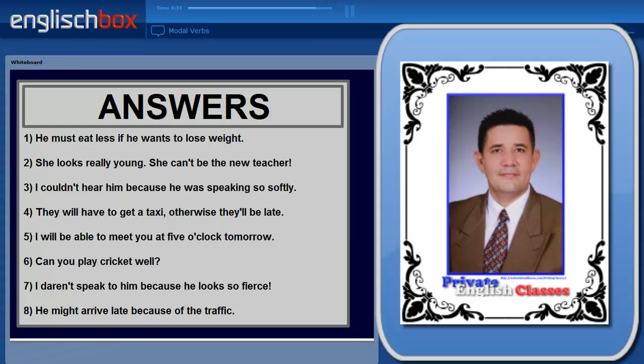We often use dare in the negative as a modal verb, so you do not need the auxiliary do. So you don't say, I don't dare, but I daren't. I daren't speak to him.